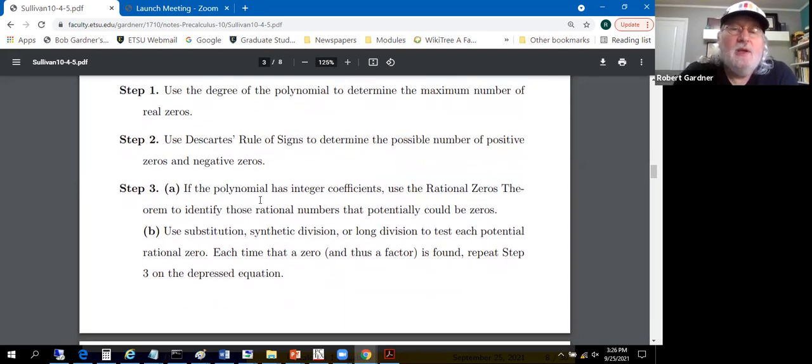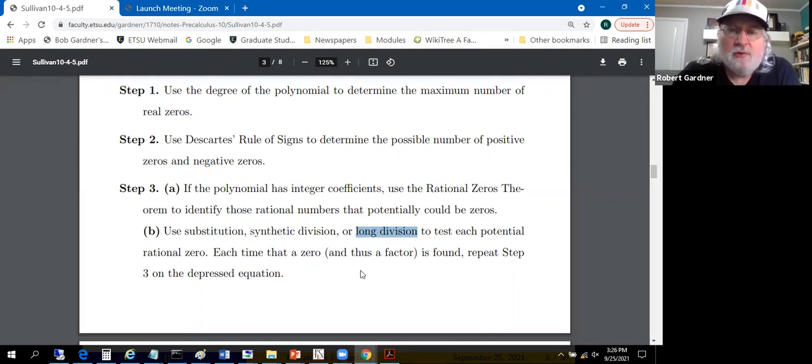Step 3. If the polynomial has integer coefficients, which is likely to be the case in practice, use the rational zeros theorem to identify those rational numbers that potentially could be zeros. Okay, now we're getting somewhere. Now we're talking about potential zeros. Step 3b says use substitution, synthetic division. I will not use synthetic division in these notes. It's explained in the book. Or long division. We will use long division.